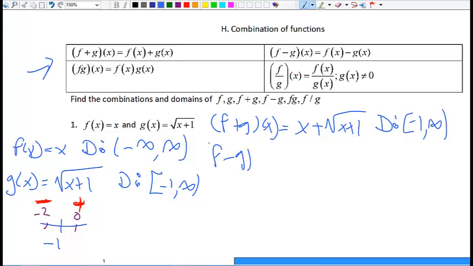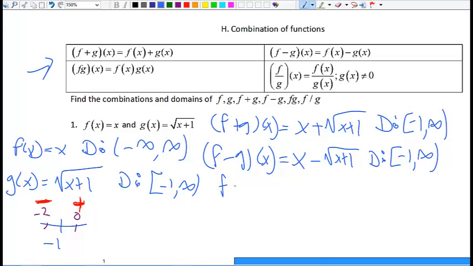And you're going to find similar arguments for the subtraction, the difference. So x minus the square root of x plus 1. If I take the x's and subtract, or the y values and subtract, what do I get? And the domain's going to match 100%. Same thing with the product, x times the square root of x plus 1.